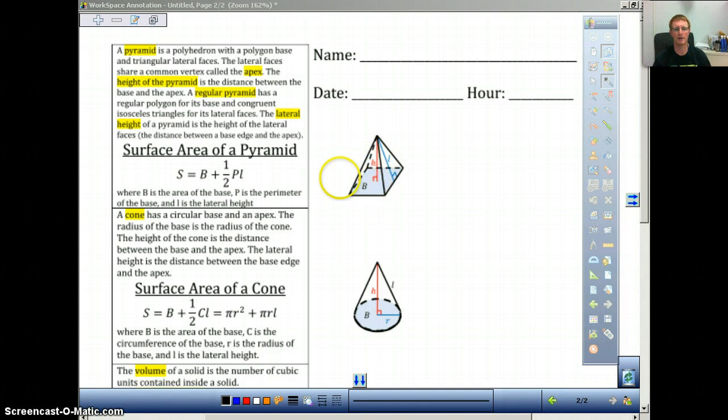But again, the idea of this is find the area of the base. Identify the base, and then find the area of the triangle, which is this portion right here. So you find the height of the triangle, the base of the triangle, and use that formula, and then you figure out the other ones around and then add everything up. So surface area is adding up all sides.